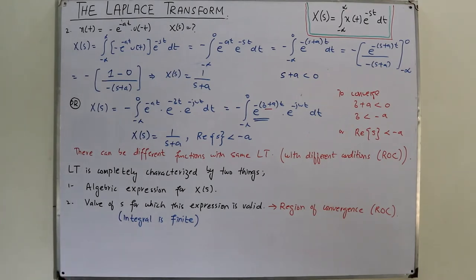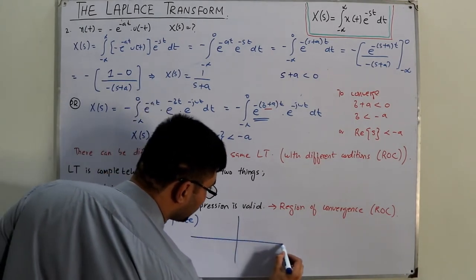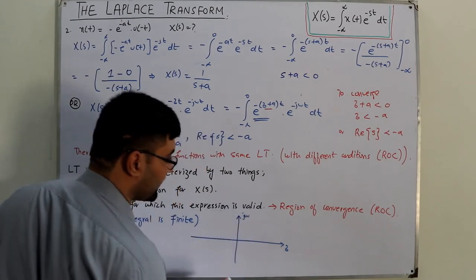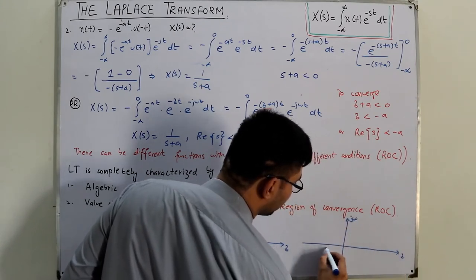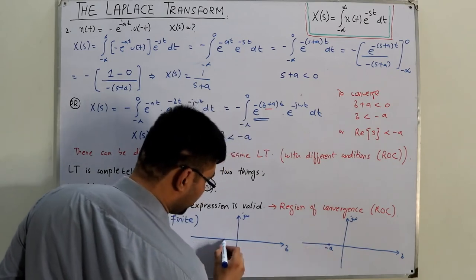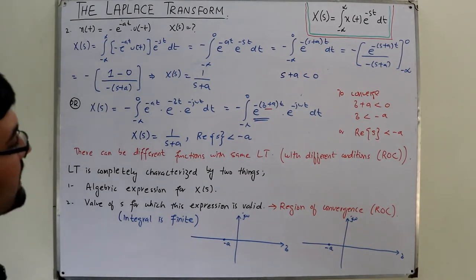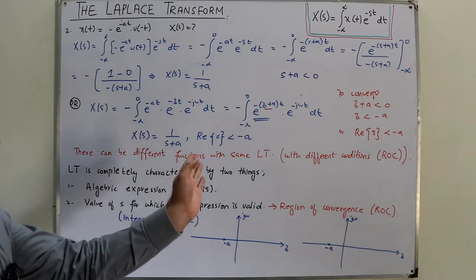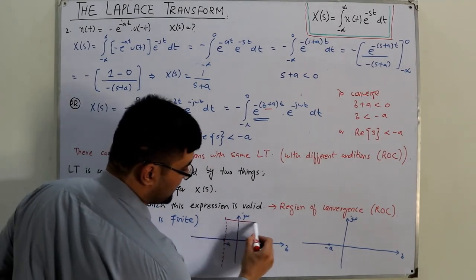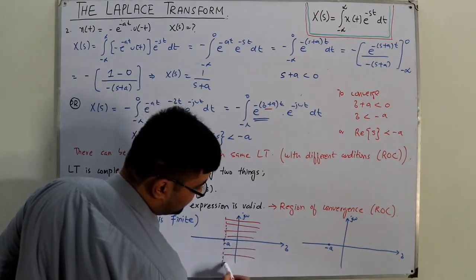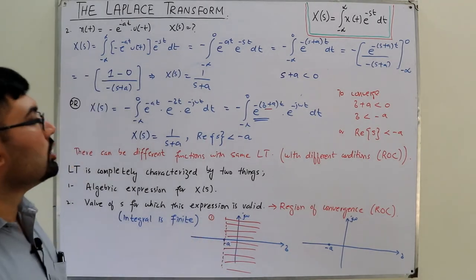So let me show you over here. As we have example number one and example number two, which we've already seen, if this is my example number one, you have a sigma over here, you have a j omega over here. Similarly, I draw it for example number two also, with a sigma and a j omega, and a minus of a over here. What was the condition in example number one? That the real of s should be greater than minus of a. So I draw a parallel line over here and I shade this area. This shows you the region of convergence for example number one, real of s greater than minus of a.